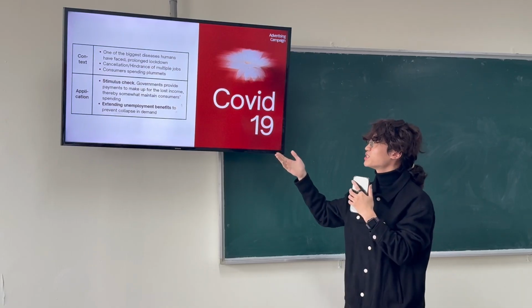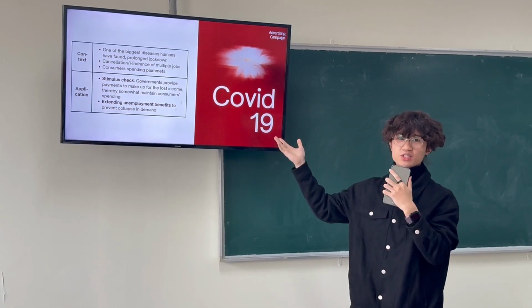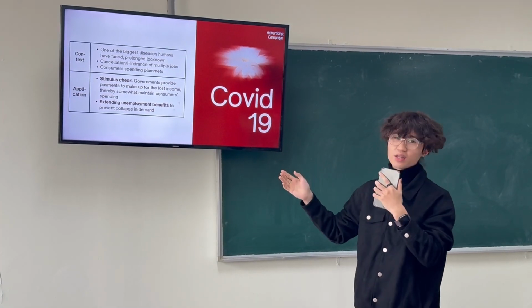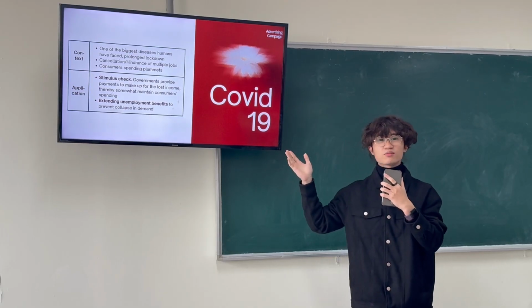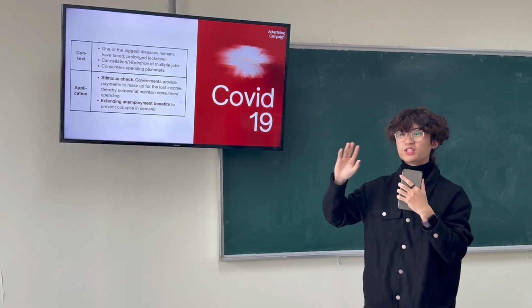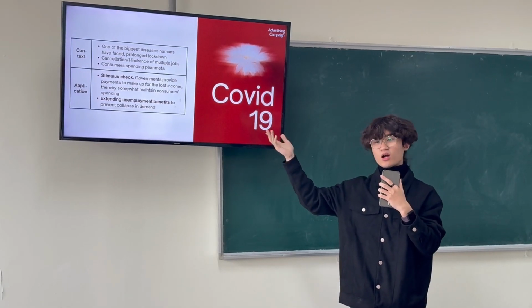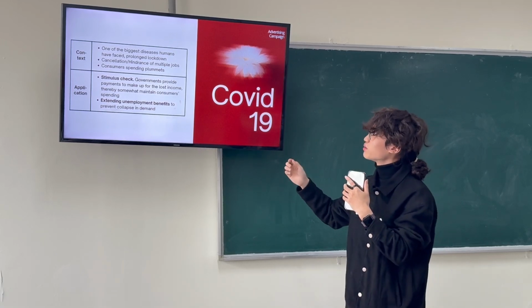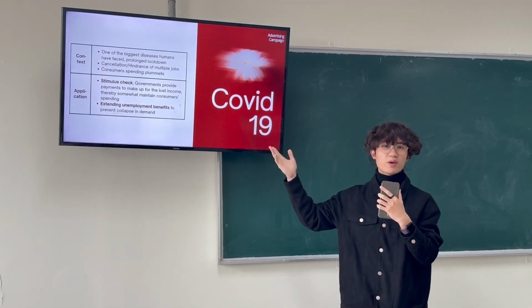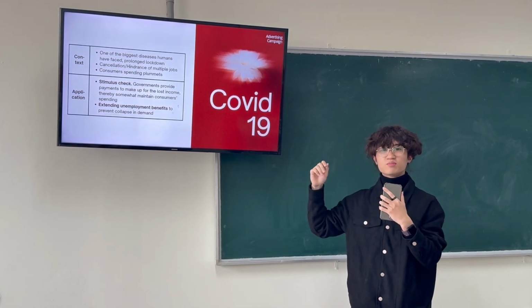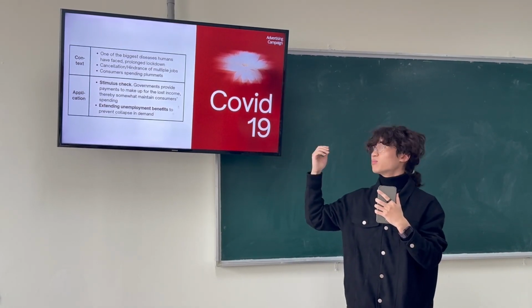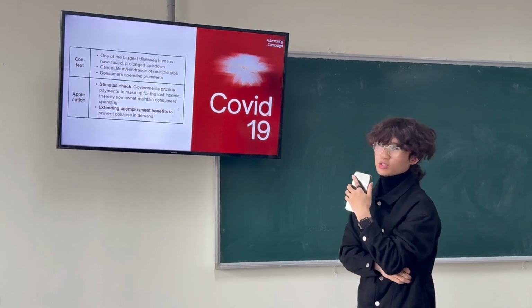First of all, COVID-19 is one of the biggest diseases and hurdles that humankind has faced to this date. The consequences were prolonged lockdowns, cancellations, loss of multiple jobs, and since people could not go outside, online jobs were the only option. Then consumer spending plummeted since there was not enough income for people to spend, to an all-time low. Then, what can the government do about this?